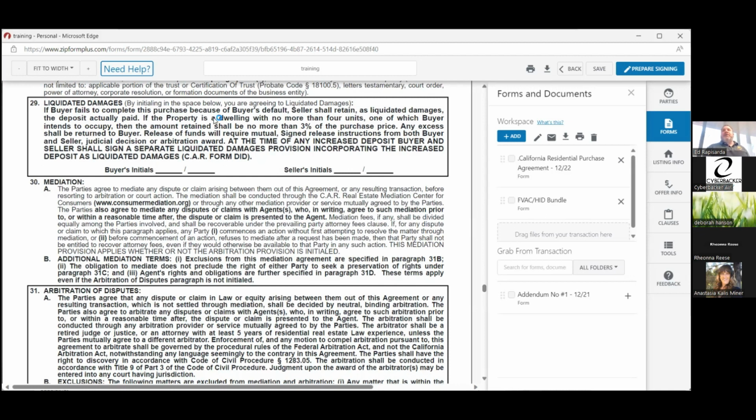Well, if a buyer fails to complete this purchase because of the buyer's default, I'm reading it exactly, right? Seller shall retain as liquidated damages the deposits actually paid, right? So what does it mean to me? Well, I'll paraphrase it. It means if they sign this and it's going to be a personal property, the seller can't keep more than 3% of the purchase price, but of deposit actually paid. So I put 1% down. I'm in breach of contract. What's at stake? Well, 1%, right? The deposit actually paid.